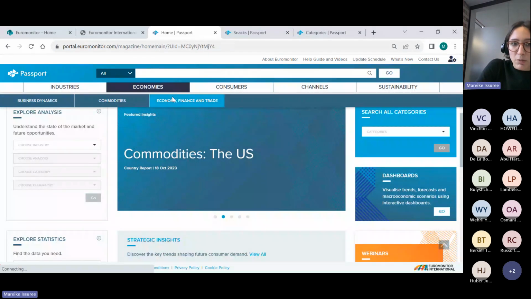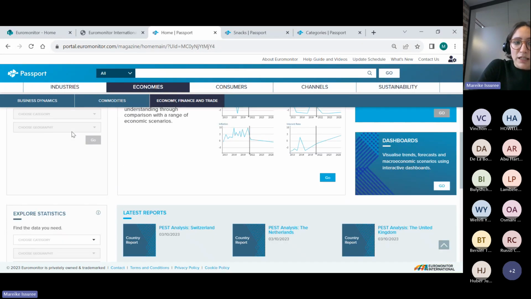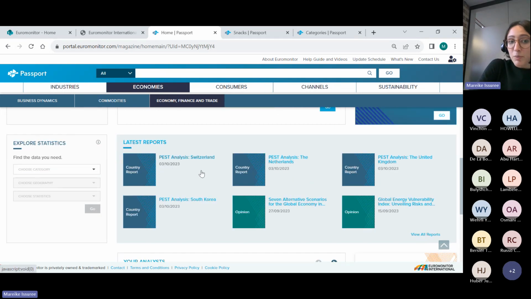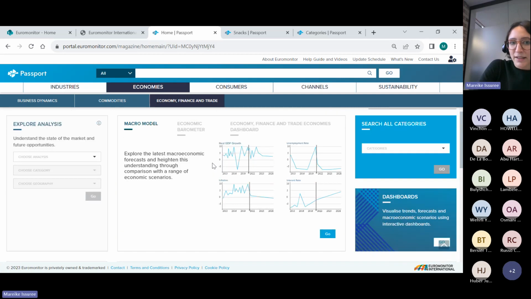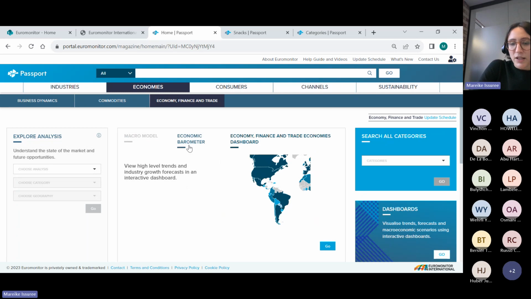And you see the pages, if I jump into economy, finance, and trade, the page is structured the same. You get analysis, you get statistics and latest report section. And in this case, you would find various pest analyses. And we've just published on the 3rd of October our latest Switzerland pest analysis, but there are many other reports available as well. And again, any related visualization tools like a macro model looking at latest macroeconomic forecasts where you can choose a specific country and see the latest forecasts, but also different dashboards that you can dive into. This is the economy section.